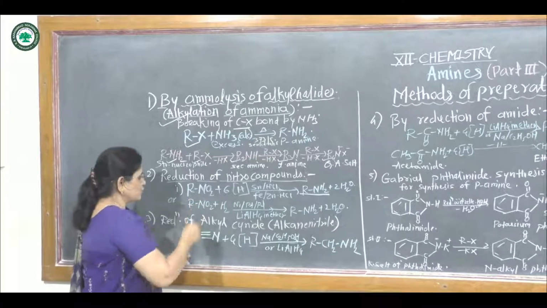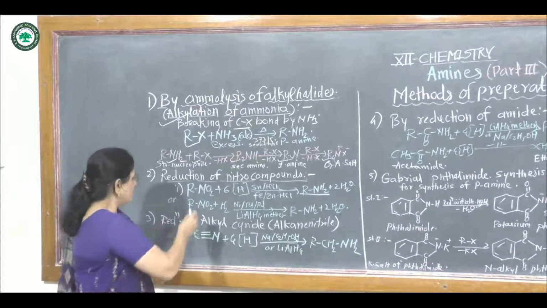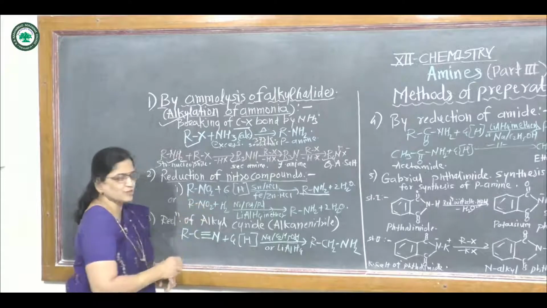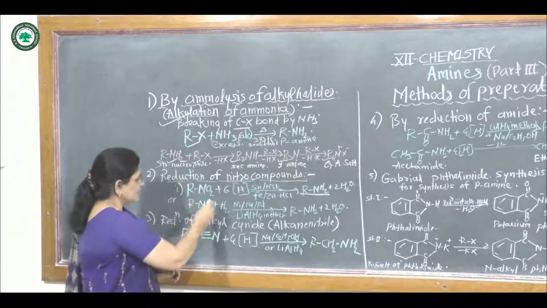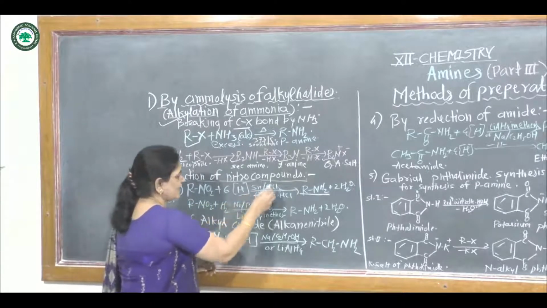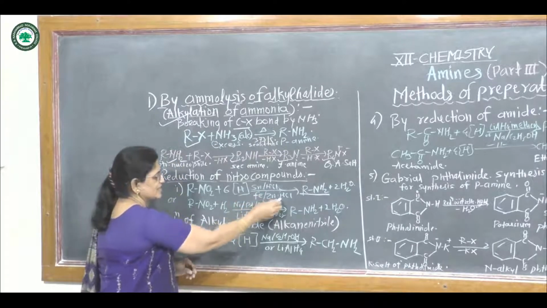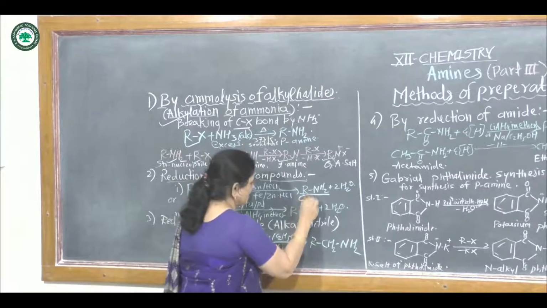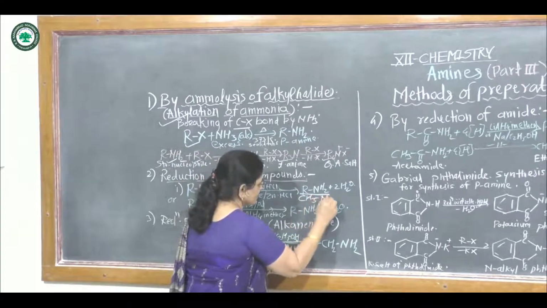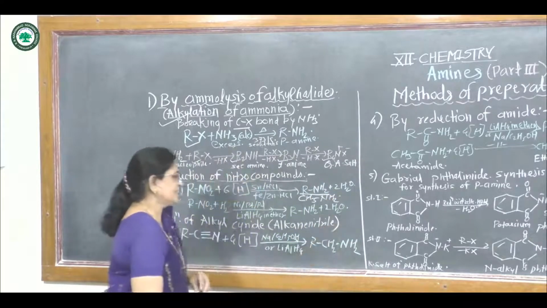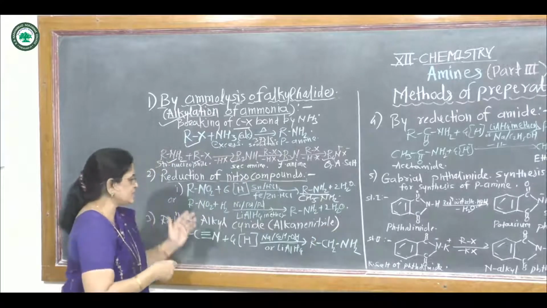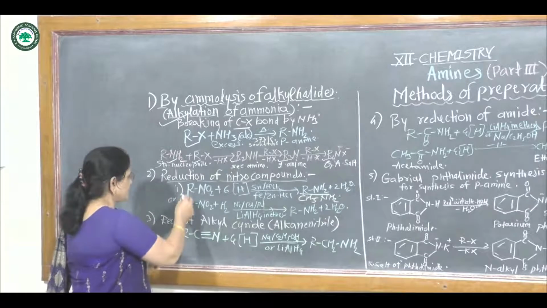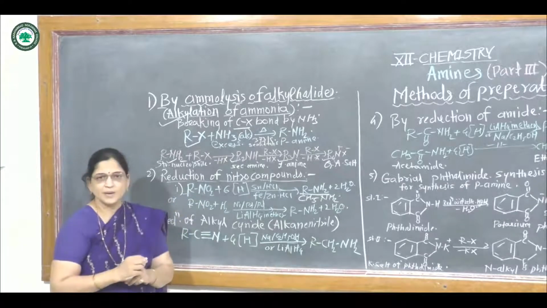For example, suppose we take nitromethane, CH3NO2. It reacts with tin and HCl, or iron and HCl, or zinc and HCl, and gives primary amine, that is CH3NH2, methylamine. In this way, any primary amine is prepared by this reduction method.